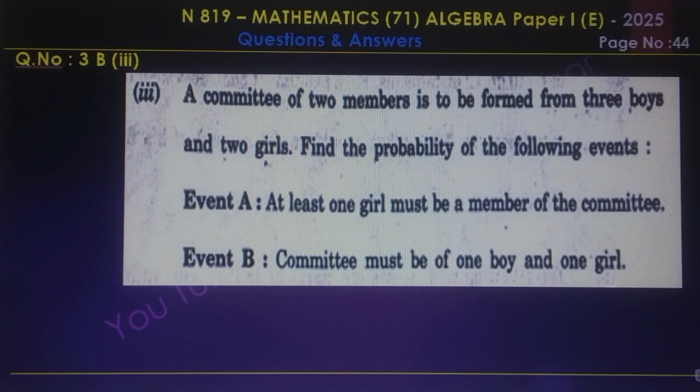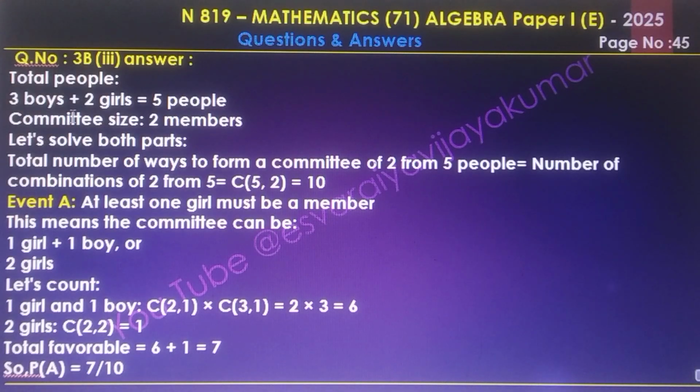Question 3b3: a committee of two members is to be formed from 3 boys and 2 girls. Find the probability of the following events. Event A: at least one girl must be a member of the committee. Event B: the committee must be of one boy and one girl. The answer: 3 boys and 2 girls make 5 people, and the committee size is 2 members. Let us solve both parts. The total number of ways to form a committee of 2 from 5 people is C(5,2) equal to 10.